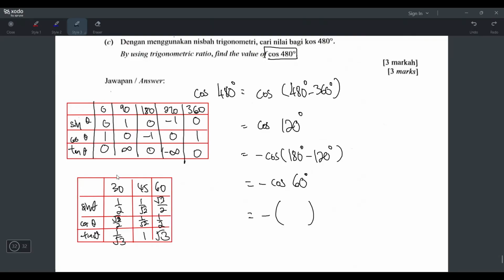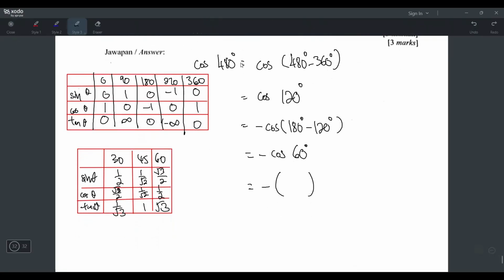Okay, this one you definitely need to know. So I'm sure you know the answer already. Cos 60, just refer here, 1 over 2. So that's the answer. Okay, so if you have memorized it, you can directly write the answer.